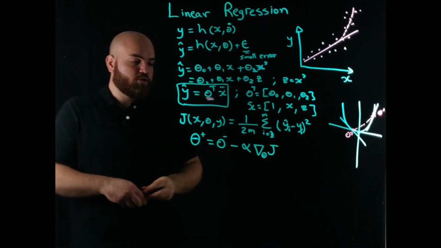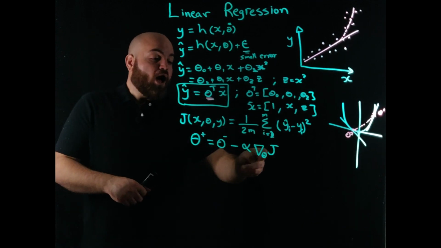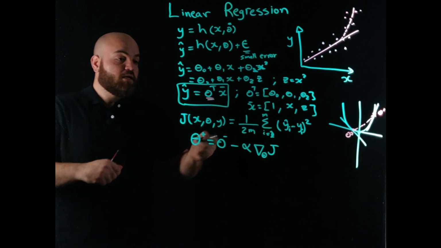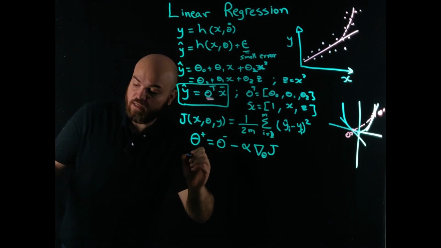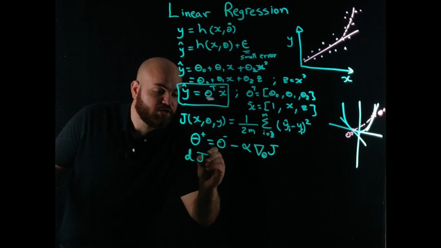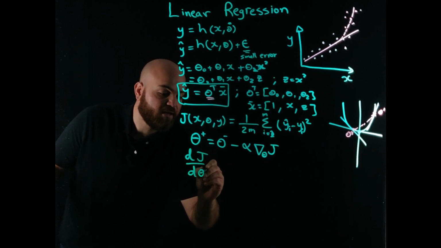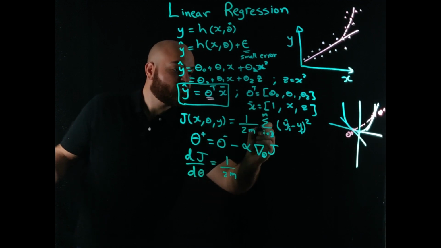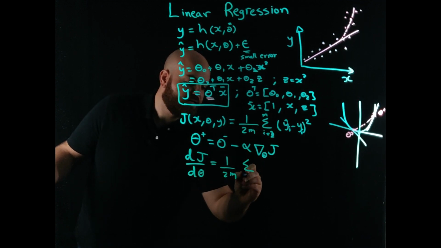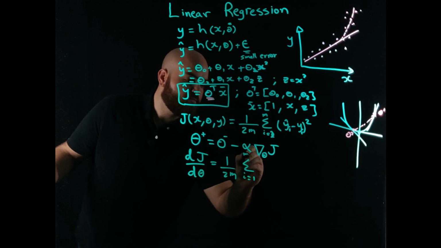So your algorithm doesn't converge. Okay, so how do I compute this gradient? Essentially the gradient is if I take the derivative of this equation, right? So the derivative of J with respect to theta is going to be equal to 1 over 2m. This is a sum, that's fine, that stays here, i equals 1 to m.